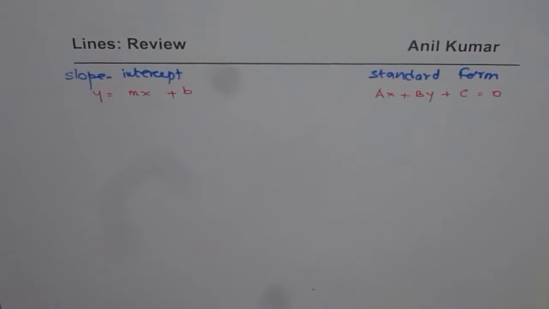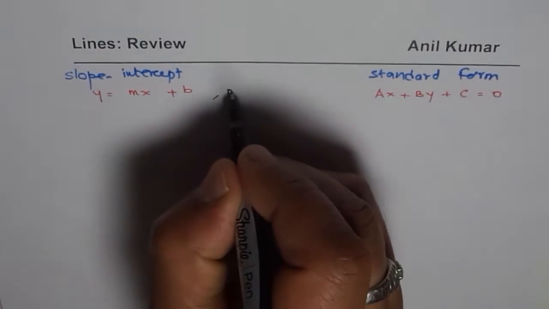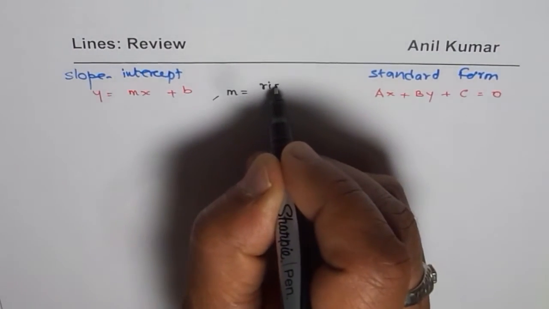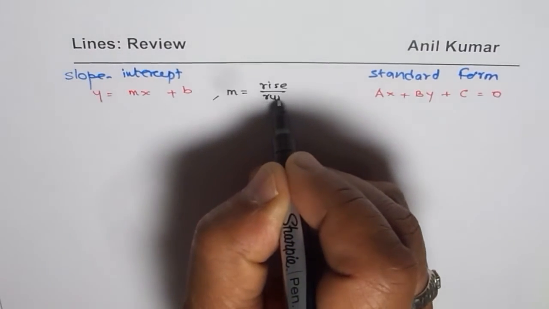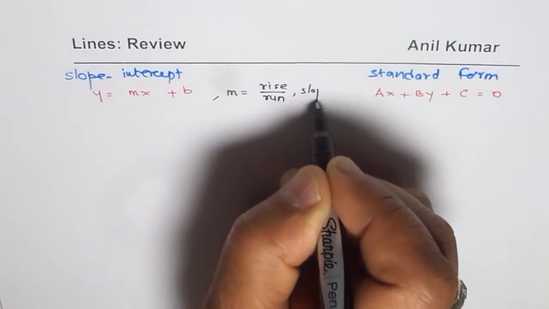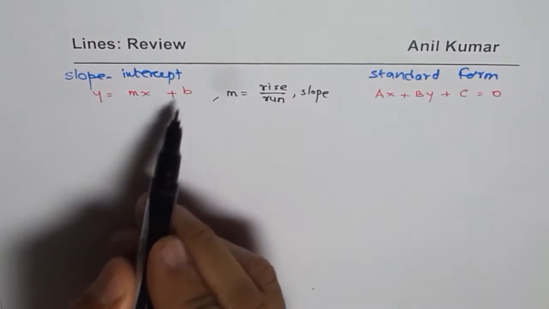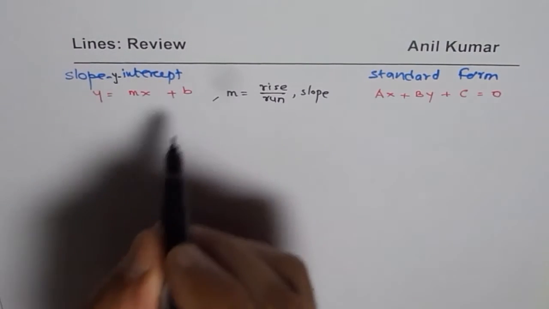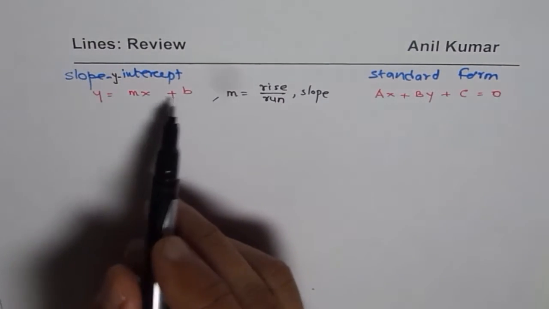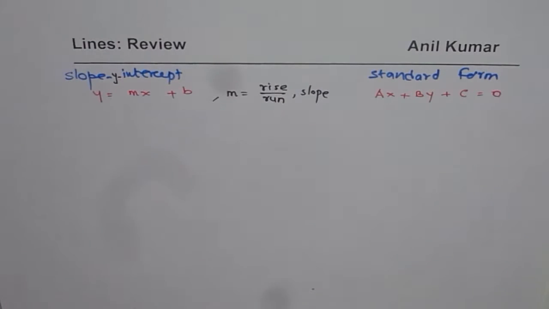Now, as you know, m is the slope of a line. So we say m equals rise over run, and that is the slope. And when we say intercept, we are trying to say y-intercept. The y-intercept gives us the equation of the line very clearly as mentioned here. So in mx plus b, m is the slope, rise over run.